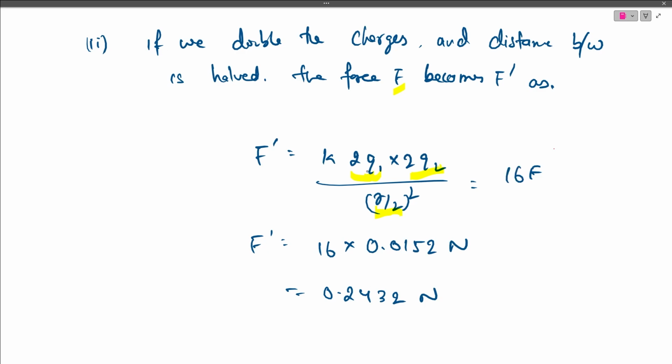Because 2 multiplied by 2 equals 4, and now R square would be R square by 4. Now 4 will go in the numerator and will give us 16. So F dash would be 16 times the initial force and of magnitude 0.2432 Newton.